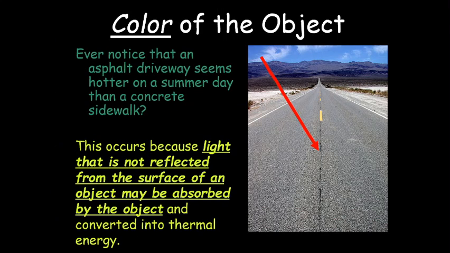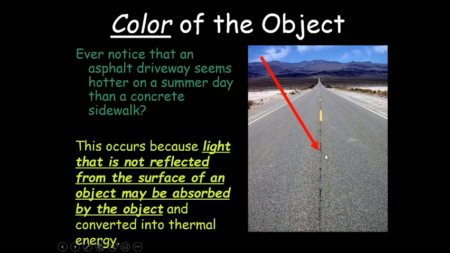Okay, the color of the object. If you've ever noticed that an asphalt driveway seems hotter on a summer day than a concrete sidewalk, why is that? I'm pretty sure when you see this part of the street, you're gonna see the heat rising, right? And it's gonna be kind of wavy, right? As opposed to concrete. So why does this happen? Why does the little wavy part happen? And you can see the heat from far away.